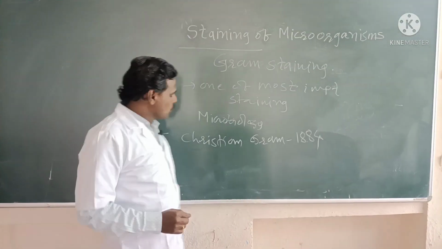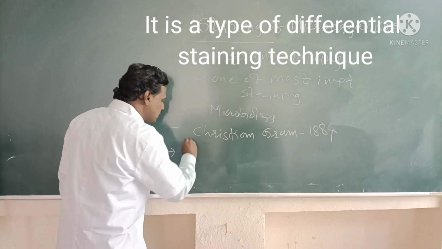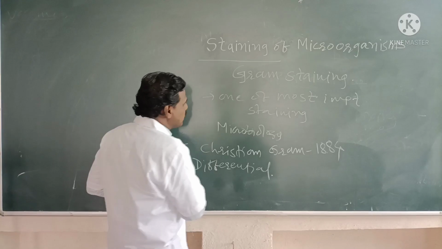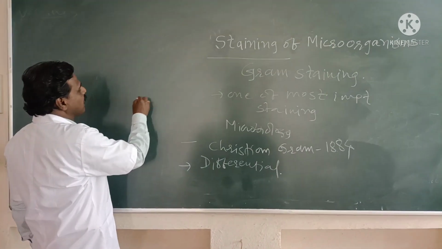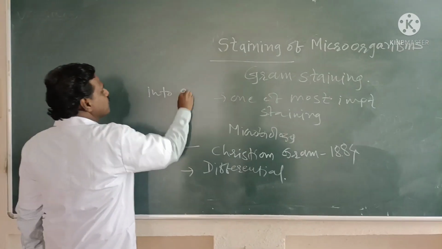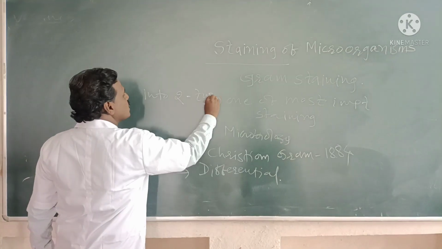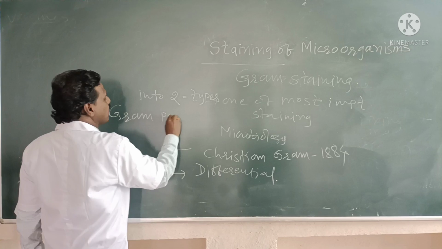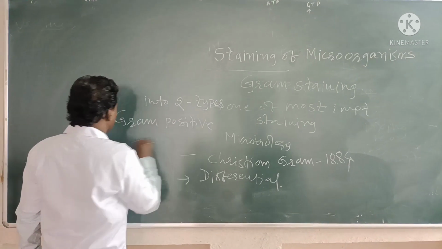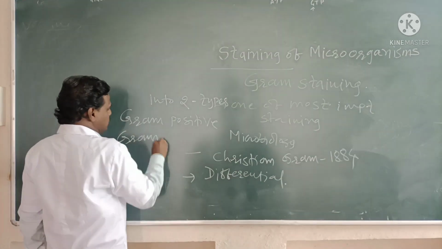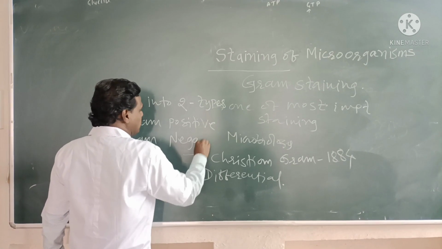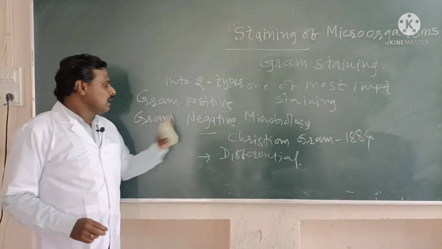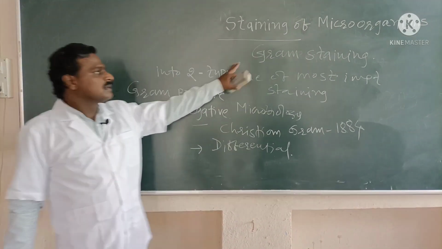This staining technique is a type of differential staining technique. It differentiates the bacteria into two types, that is gram positive bacteria and gram negative bacteria, by the gram staining.